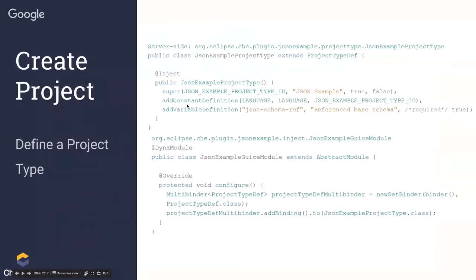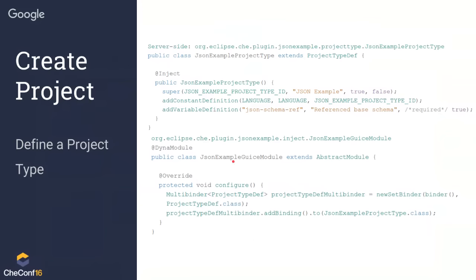So let's have a look at a code example for that. Here we have our project type. It extends the existing Che project type def. We just need a constructor to specify some properties, for example, an ID, the title, some configuration. We can add more here. I will not go too much into detail, but if we want to store a certain property in this project type, we can add it as a variable definition. So that's the first part, defining the project type.